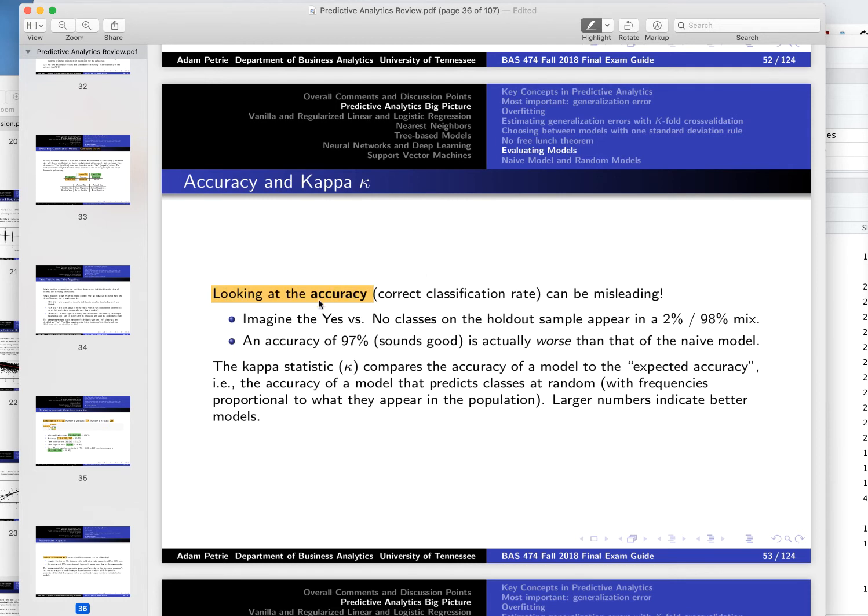So one more example just to hit that point home. Let's imagine that we had a very imbalanced data set where there's a big difference in the number of yeses versus nos.